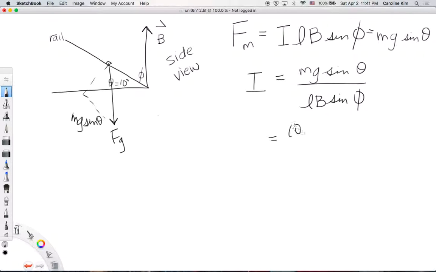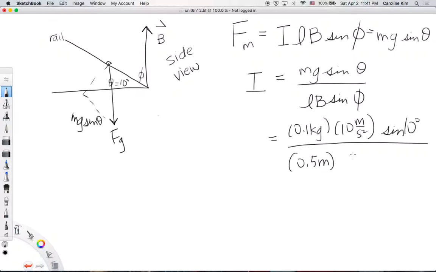And if we plug in numbers, so 0.1 kilograms and 10 meters per second squared. And theta is the angle here, 10 degrees. And divided by L, the length of the rail, which is 0.5 meters. The magnetic field is 0.1 Tesla as given in the problem. And phi is 80 degrees because this here is a right angle. We know that theta is 10 degrees, so phi has to be 80 degrees. If you solve, then you get 3.5 amps.